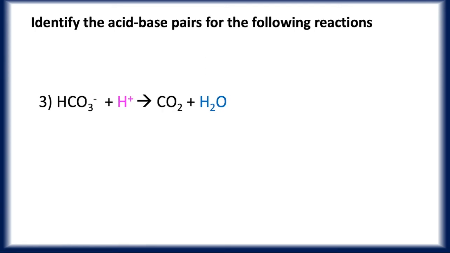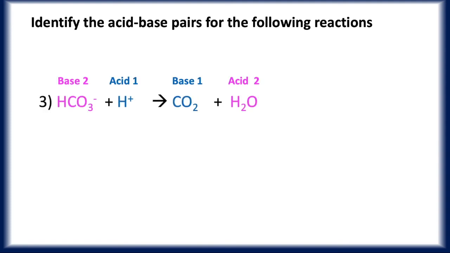So for question 3, it's probably easier to identify your two acids on each side initially. Now on the left hand side, H plus must be the acid, and on the right hand side, H2O must be the acid, because those are the two species. Well, first of all, H plus can only be an acid, and H2O is the only species with a hydrogen in on the right hand side. So those must be your two acids, which make the other two your bases, and therefore you can identify your acid-base conjugate pairs like so.